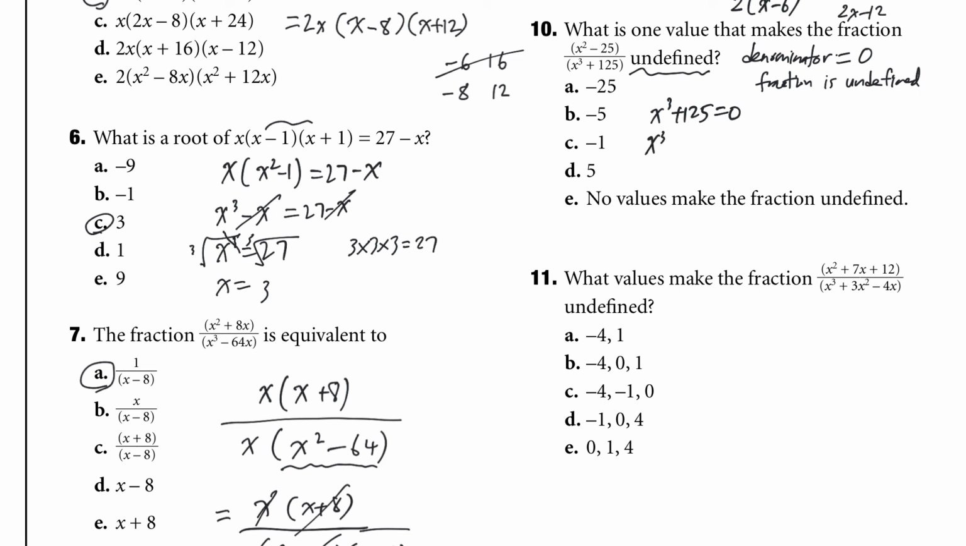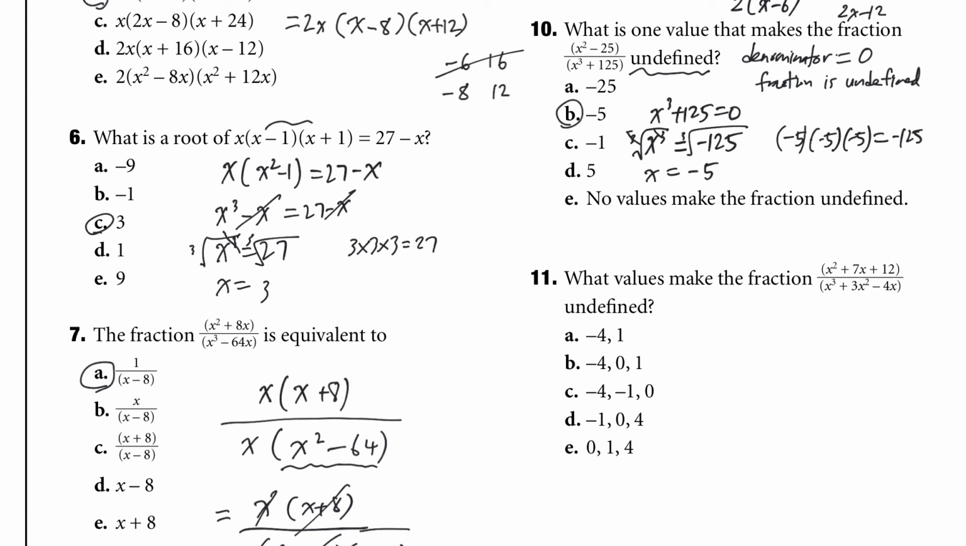And I'm going to move it like that. Why? Because then I can take the cube root, and these will cancel out. So x is equal to, what's the cube root of negative 125? It's negative 5. Why? Because negative 5 times negative 5 times negative 5 gives you negative 125. So the answer is B.